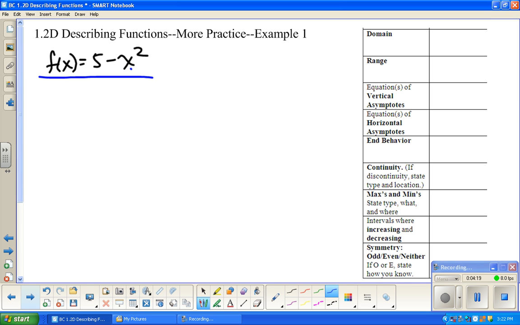Okay, so again, back to visual, because I know some of you are sitting there going, what did he just say? If I just do a little quick sketch of this thing, its vertex is at 0, 5.